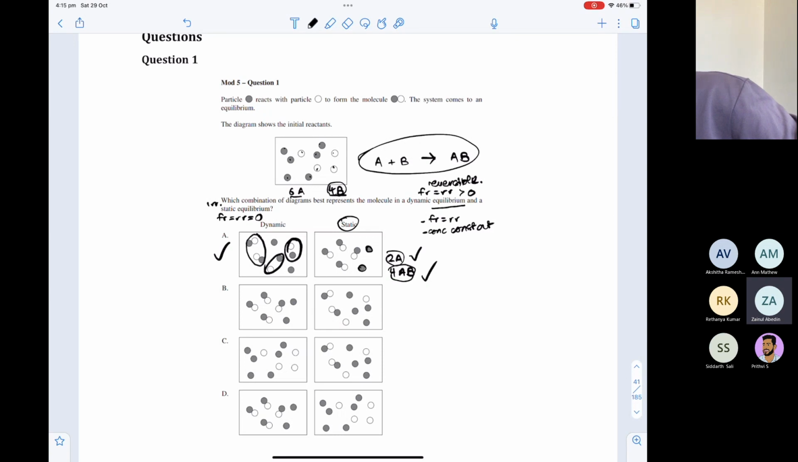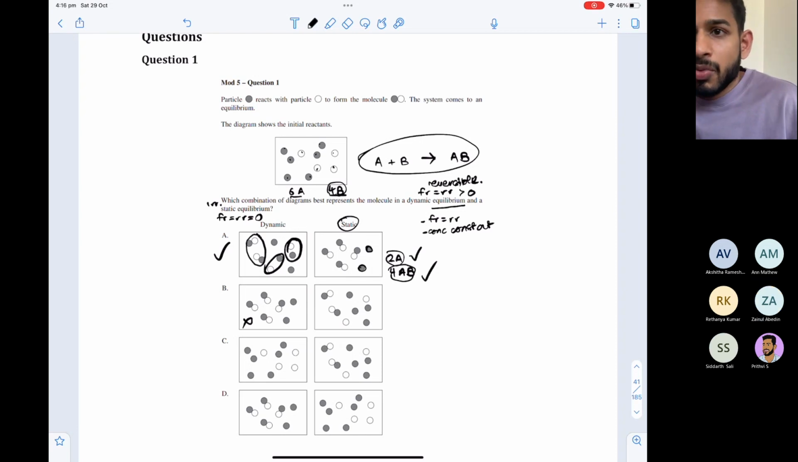So the dynamic equilibrium doesn't seem to be balanced with static. Let's look at it more specifically, because balance is a vague term, right? Is there a reverse reaction? Sorry, is there a forward reaction that can occur, Zainal, in B, in the dynamic equilibrium?